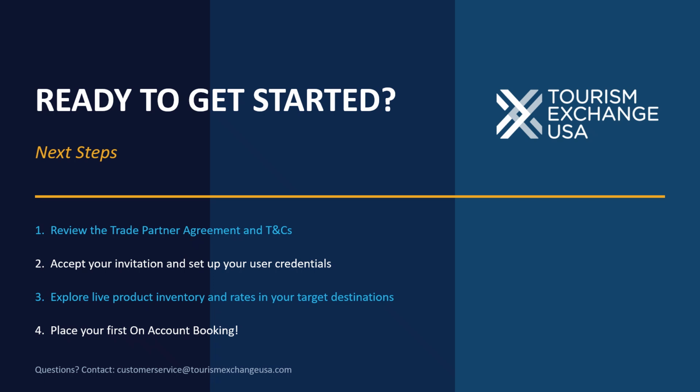We hope you're ready to get started using the National Travel Trade Portal. The next steps are to review the Trade Partner Agreement and Terms and Conditions. If you do not have a set of those documents, please go to tourismexchangeusa.com/trade-portal to self-register. Then accept your invitation and set up your credentials. You can then begin exploring live product and rates and book your first on-account booking.